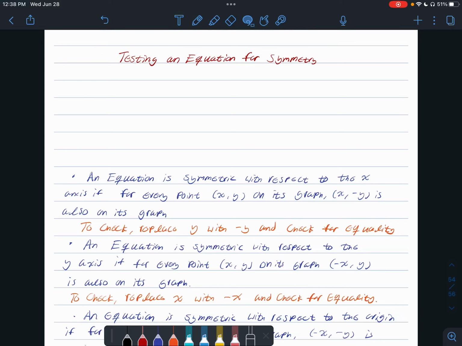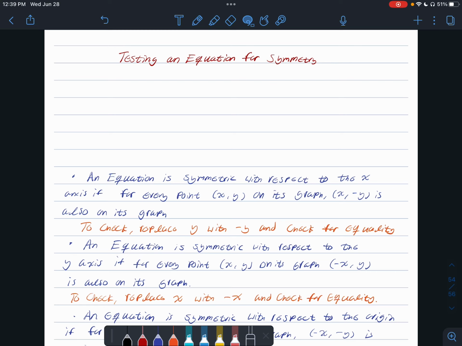Hi, everyone. In this video, we're going to be talking about symmetry and specifically testing for different types of symmetry. In our typical two-dimensional plane, we have three different types of symmetry that we can have, at least at this level, that's how we're going to think of it. You can have symmetry across the x-axis, symmetry across the y-axis, or something called symmetry across the origin.